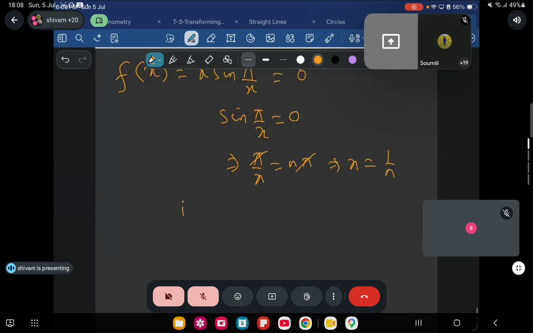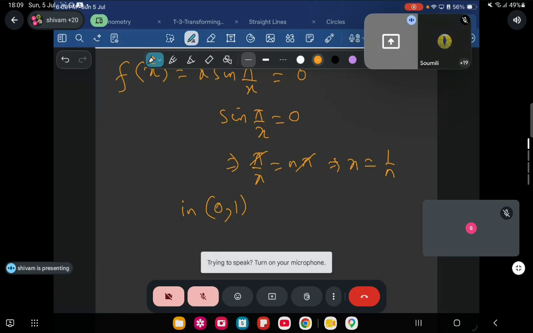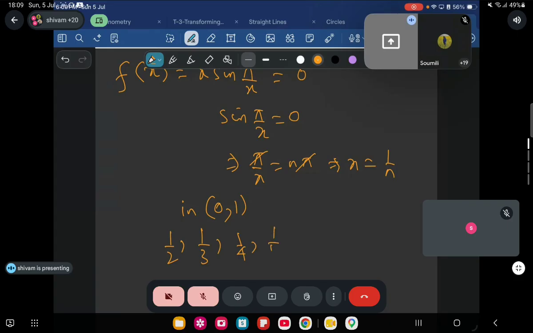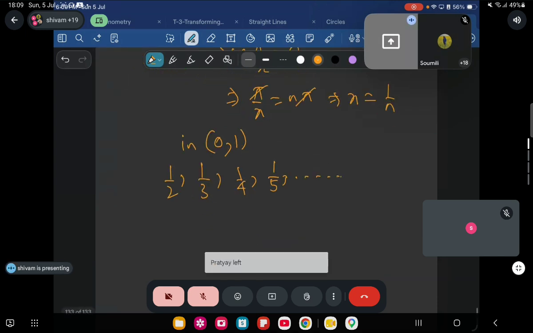Now tell me, in the interval (0, 1), how many values are there? Infinite, for x which is in the form of 1 by n. See, 1 by 2 also lies over here, 1 by 3 also lies over here, 1 by 4, 1 by 5, dot, dot, dot. How many points? Infinitely many points. So you will get infinitely many intervals.